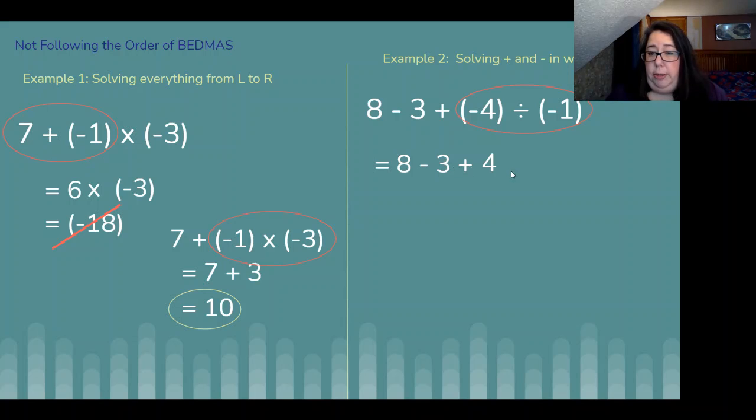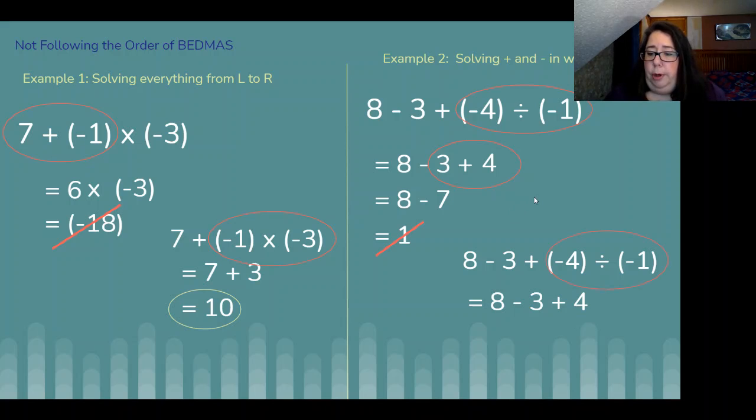But sometimes students forget that, and I would see them move on to addition. So we would see 3 plus 4 get solved first, and you would get 8 take away 7. And then when that gets subtracted, you would get 1. But this isn't correct. In order for this to be done properly, you would still do your dividing first to get 8 take away 3 plus 4, but using that rule, solving what comes first left to right with addition and subtraction, we would actually be solving the subtraction first. So you would do 8 take away 3 to get 5, and then 5 plus 4 is 9.